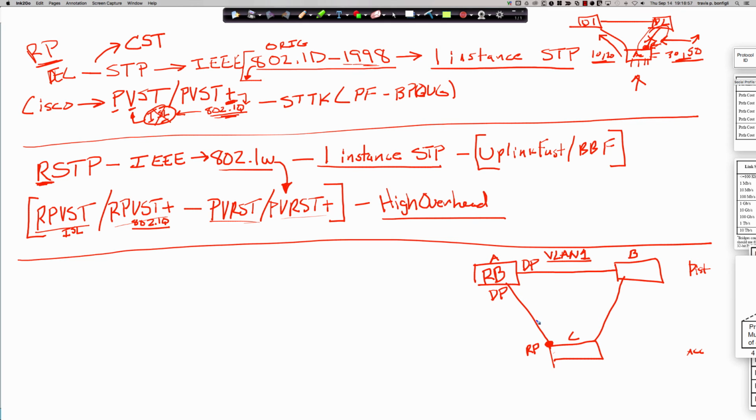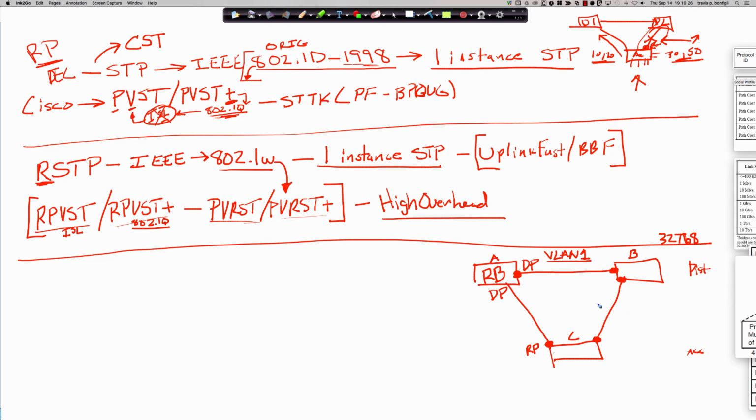BPDUs, those bridge protocol data units, are going to be sent from all of the switches initially. And they're all going to send these BPDUs, and they're all going to be claiming the same thing: hey, I'm the root bridge. And that takes us to that bridge priority, which by default is 32768. Whoops, 32768.